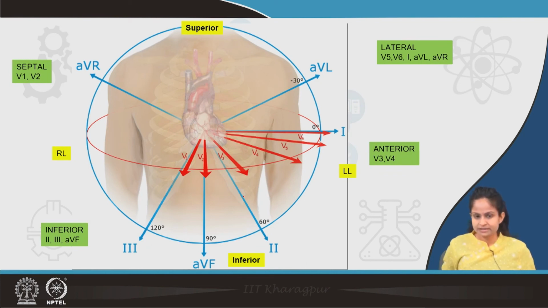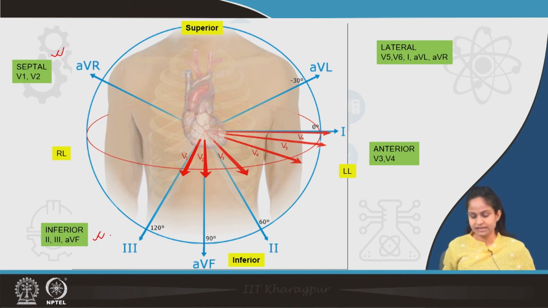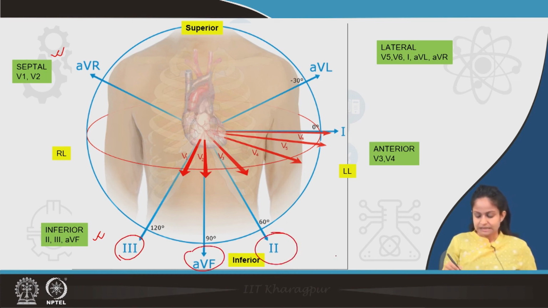Now, this hexaxial system along with the chest leads denotes the various activity of the heart from different levels. The septal portion is denoted by V1 and V2. The inferior portion of the heart is denoted by lead 2, lead 3 and AVF. The anterior portion is denoted specifically by V3 and V4. The lateral portion is V5, V6, lead 1, AVL and AVR.